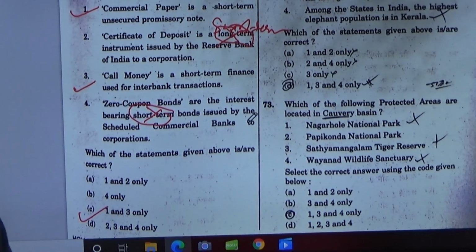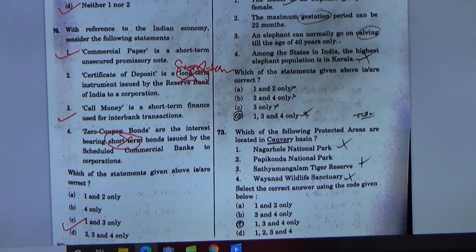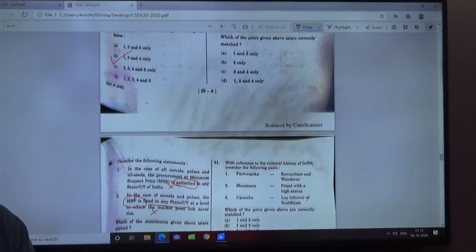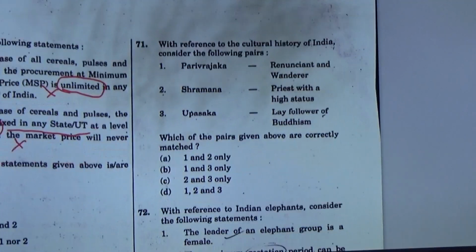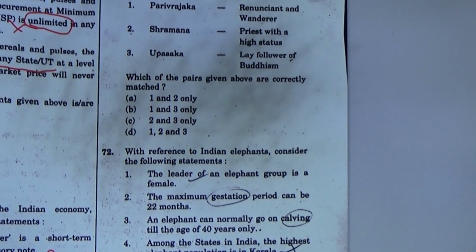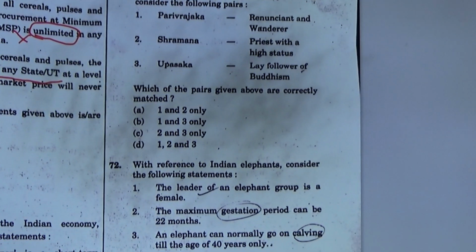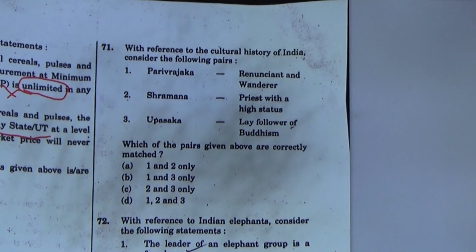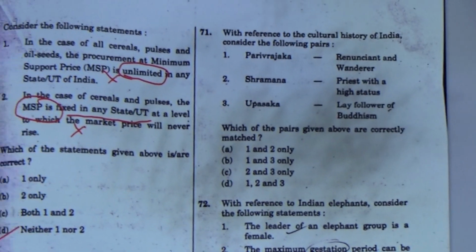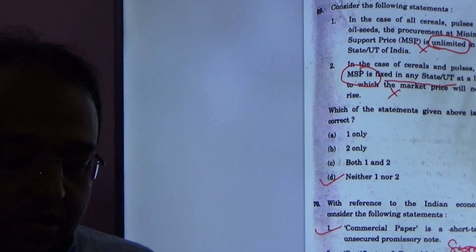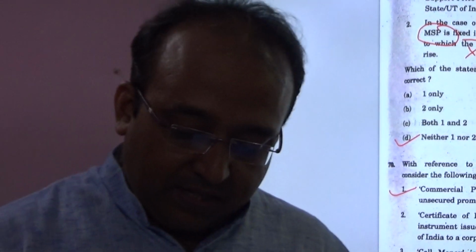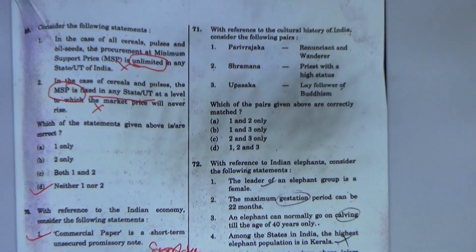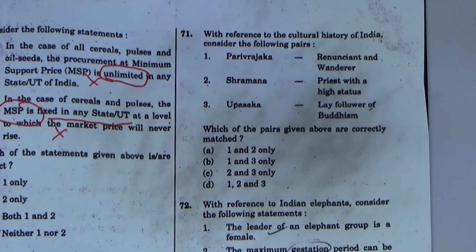Then you have question number 71. Now see, question number 71 is of history, which we have already discussed, but since it has come here, let me give you the idea. I have already uploaded a video on YouTube. So let us discuss the answer of 71. First of all, what is Pravarjika? Pravarjika are the wanderers, known as Pravarjika in Buddhism. So that is what Pravarjika is.